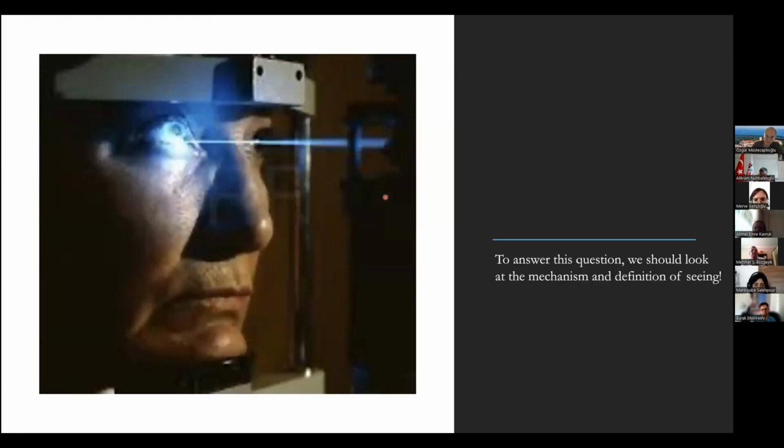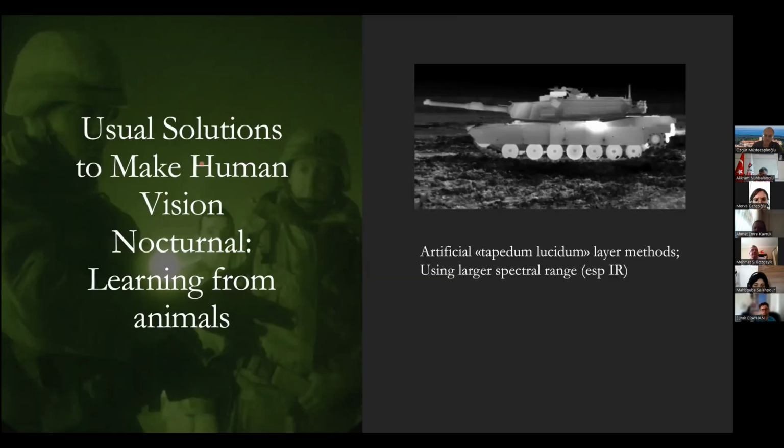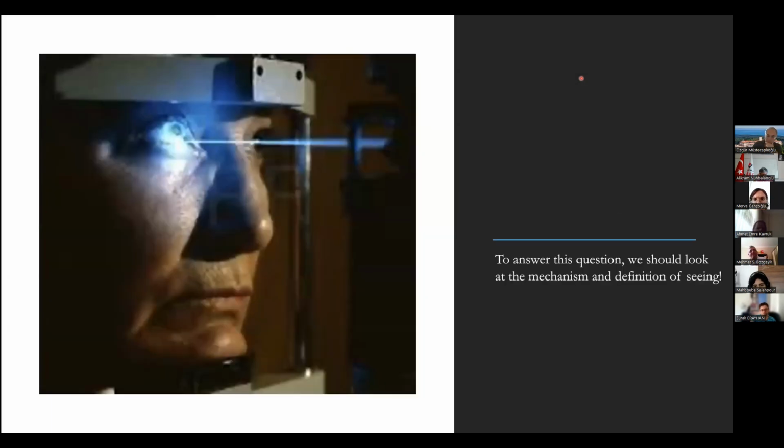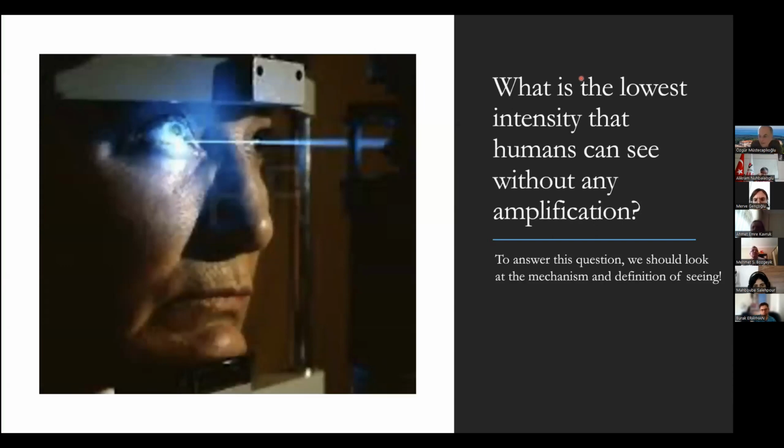But what I want to ask here is: if I don't want to use any artificial reflectors, amplifiers, image enhancers, and so on, if I don't want to access a larger spectral range, can I still hope that I can see something in the dark? This is basically one of our research direction questions that I want to ask more quantitatively: how dim a light can I detect without using any of these military quality enhanced goggles? This is one of the questions that I'm going to address here.